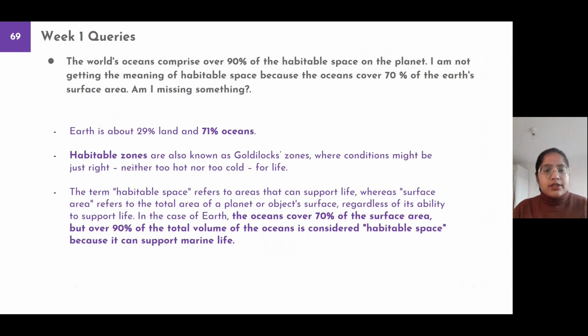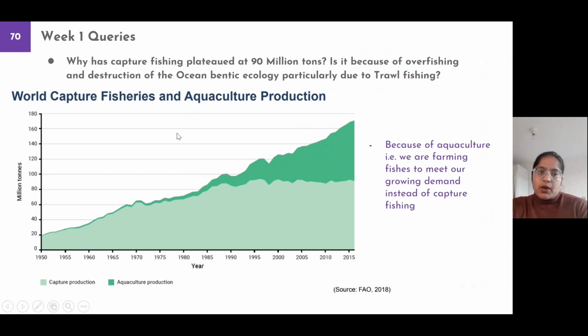In case of Earth, the ocean covers 70% of the surface area, but over 90% of the total volume of ocean is considered as habitable space because it can support marine life. So that is the major differentiation. The key word here is the habitable space and not the surface area. I hope that answers your question.